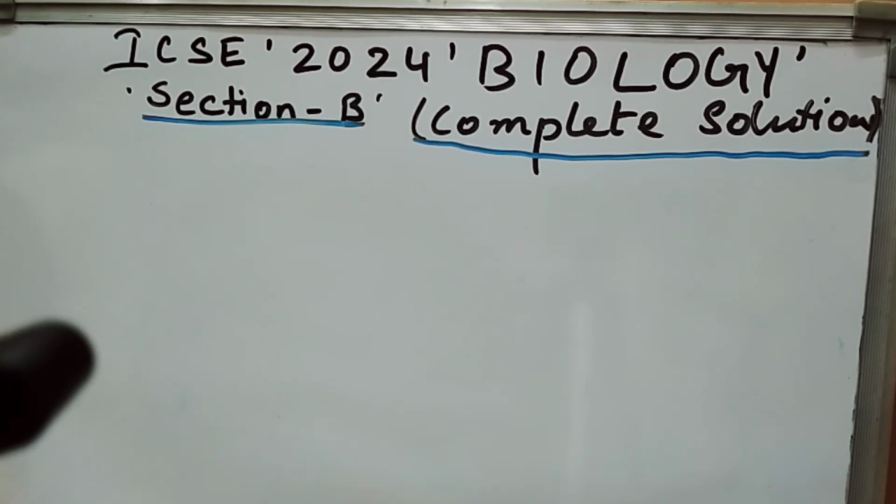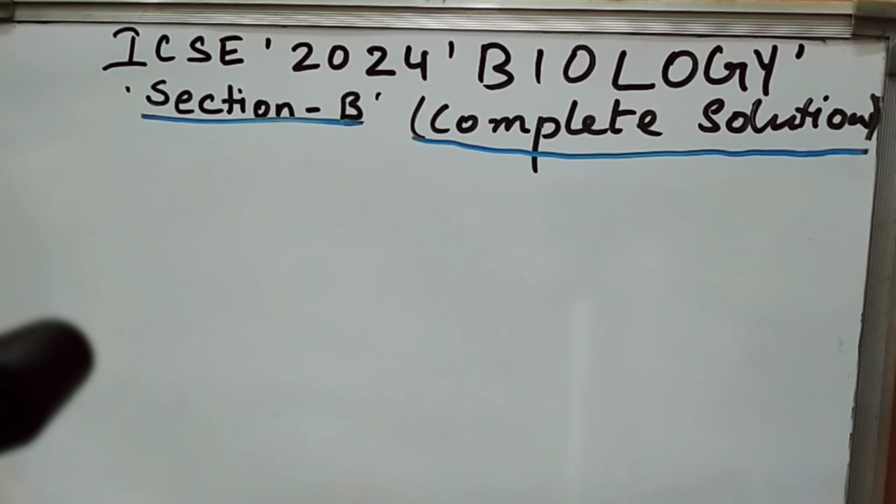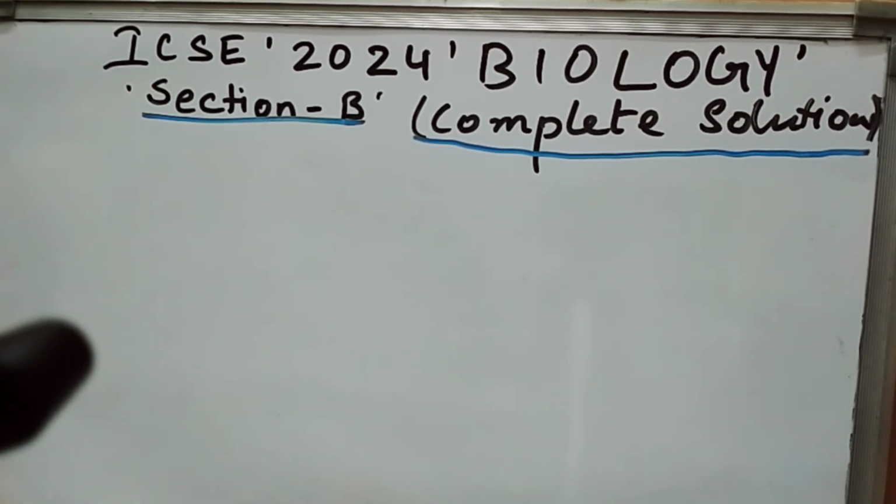So today with the complete solution of ICSE Biology 2024 section B. I would be writing all the answers of the questions in the paper one by one. Please do check your answers and note it down. So starting with the first question. Remember section B has a choice, but I would be writing the answers for all the questions. So first question is question number 3.